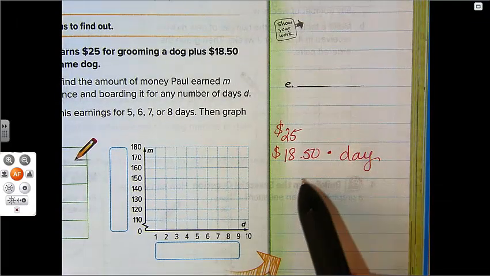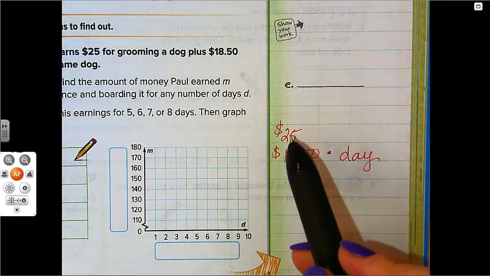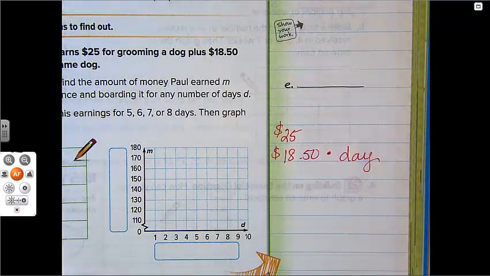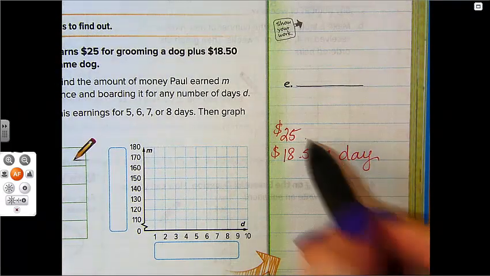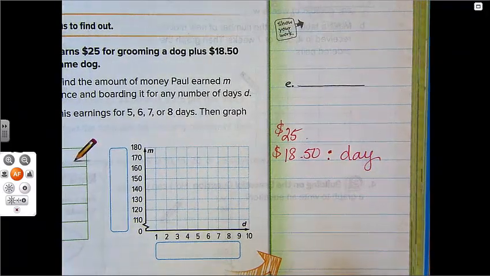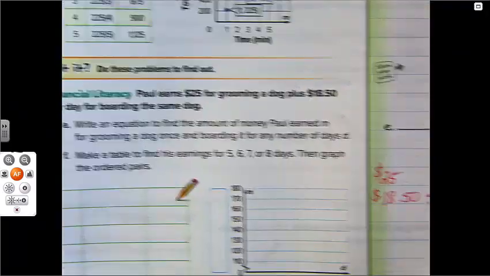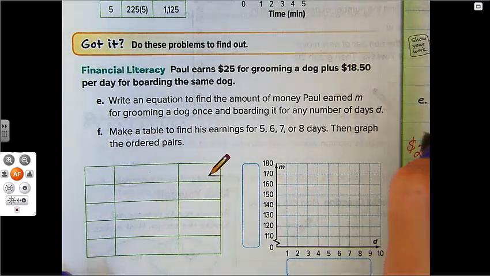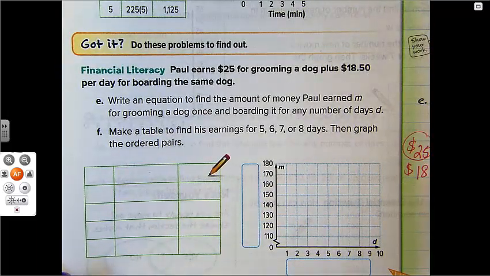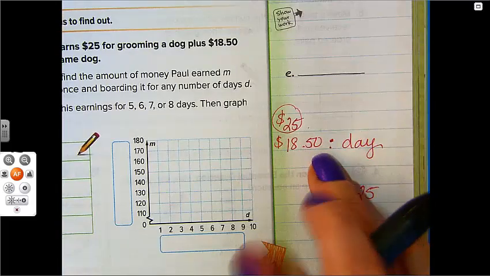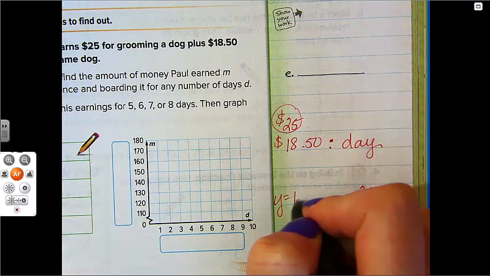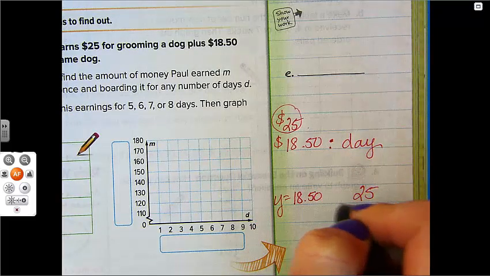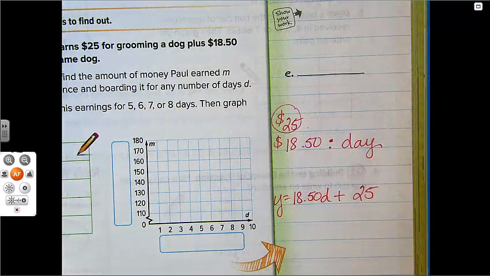So this is how much it is to board this dog, and this is how much it is to groom this dog. And we want to know, okay, so if it's this much to board him, and if it's this much to groom him, we're going to then make a table. Okay, so let's talk about this. We know that he's going to pay this much no matter what. What we don't know is how many days he can board the dog. So y equals, this is $18.50 per day, so this is going to be $18.50 per day plus the $25 to groom the dog. Okay?